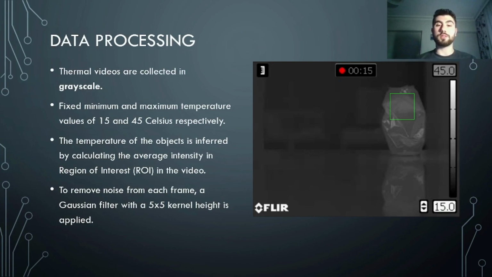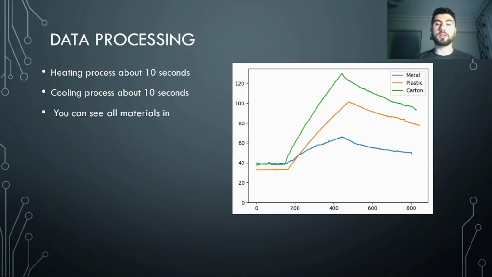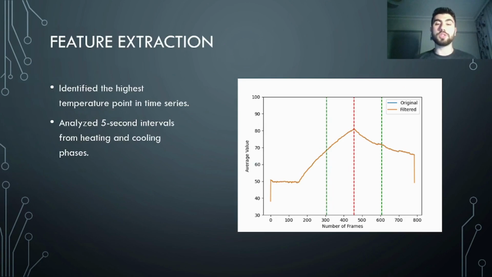Each frame was filtered using a 5x5 Gaussian filter to reduce noise, and we get the time series. We apply a low-pass filter to remove further noise in the time series, which represents the pixel intensity over time. In this graph, we can see the heating and cooling curves of all material types, and we will use these curves to classify objects. For feature extraction, the analysis involved identifying the highest temperature point in the time series, this is the red line, and examining 5-second intervals during both the heating and cooling phases.